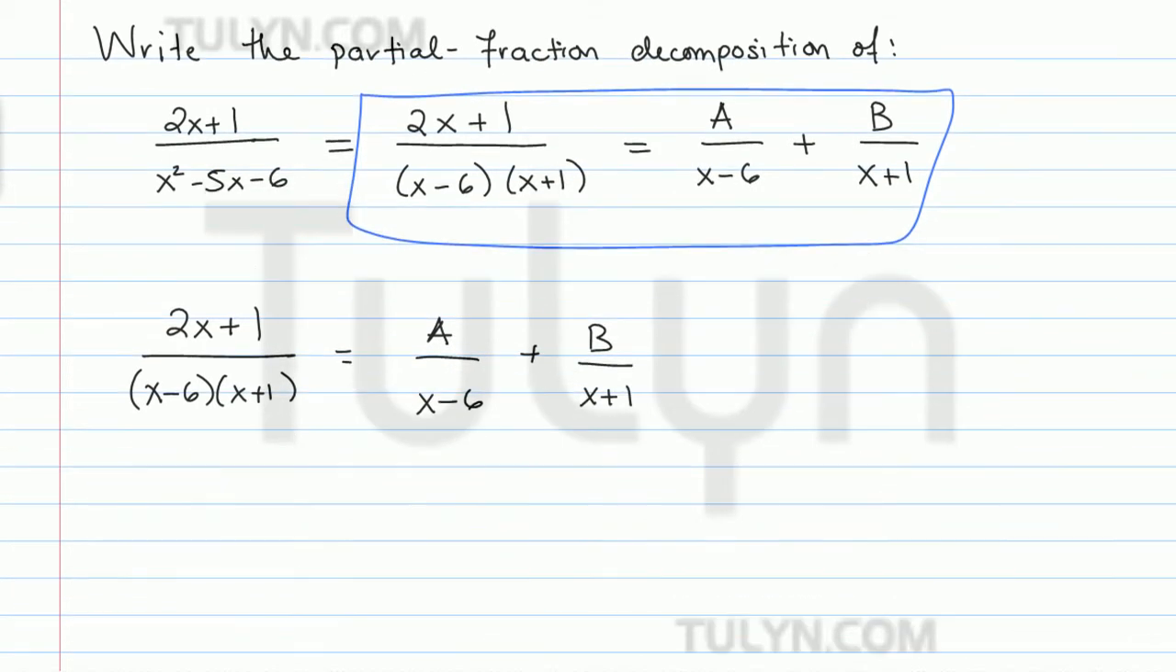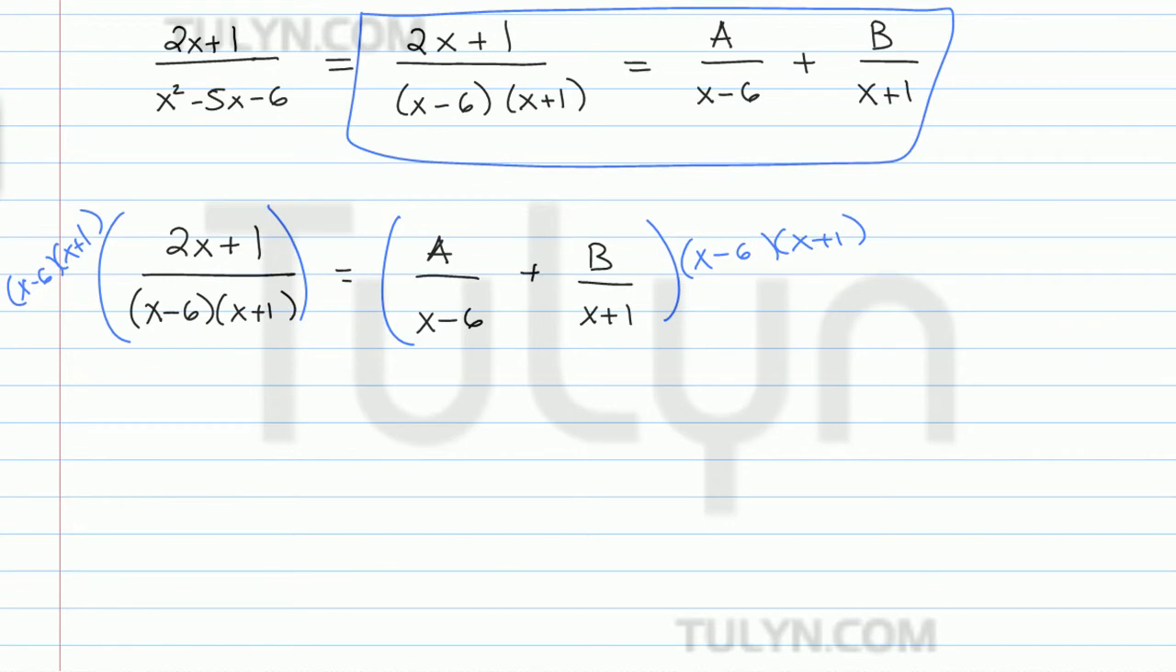So the first thing I want to do to solve this is to multiply both sides of the equation by the lowest common denominator. Since the LCD is x minus 6 times x plus 1, I want to multiply both sides of the equation by that LCD. So now on the left side, these two cancel out, right? So what we're left with is 2x plus 1.